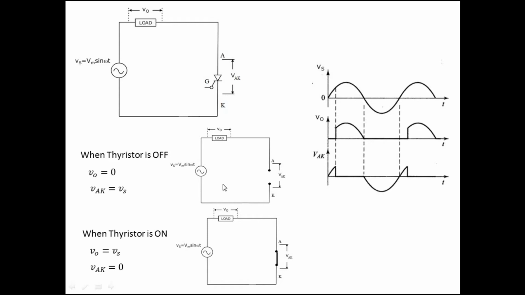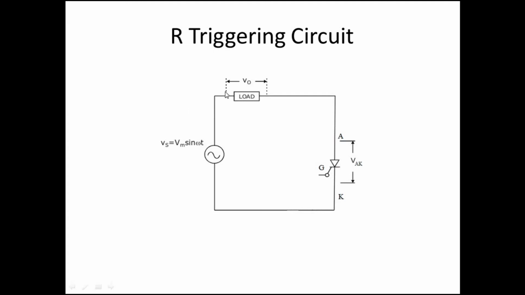So we analyzed a simple thyristor based circuit. Here we said that we are giving the gate pulse at this point. In order to provide the gate pulse, we need a circuit called a triggering circuit, or firing circuit. We have to give the gate pulse, then only the thyristor will turn on. There are many methods, many circuits, to give the gate pulse. It is called a triggering circuit or firing circuit.